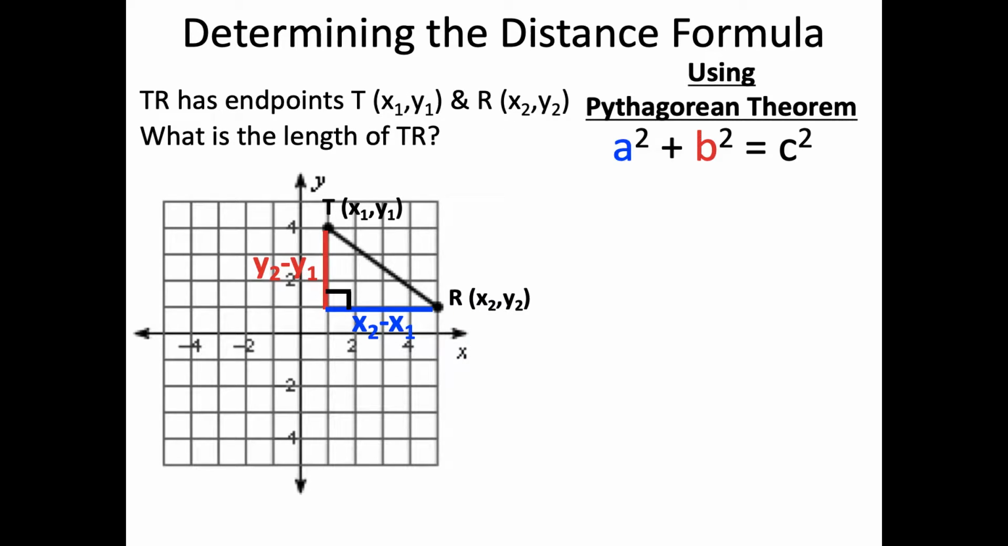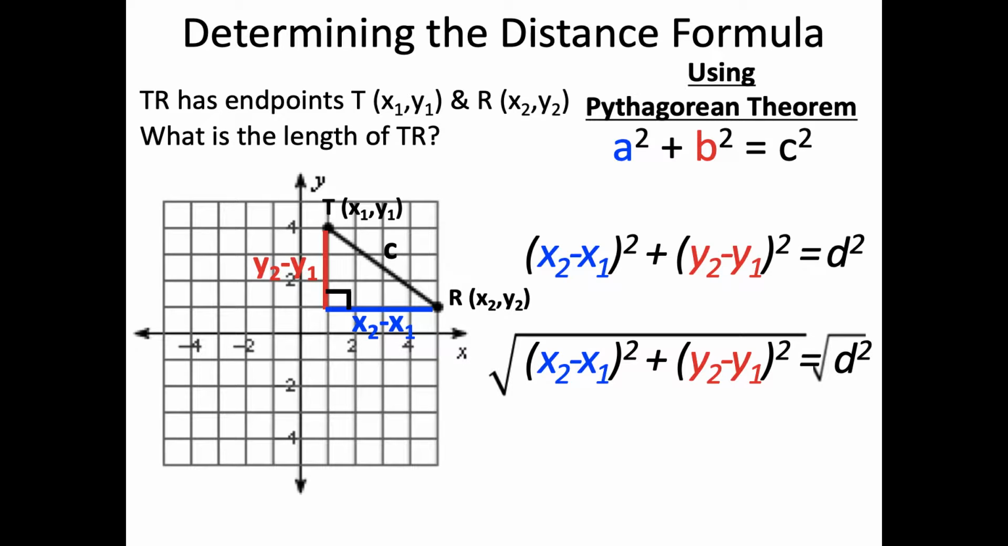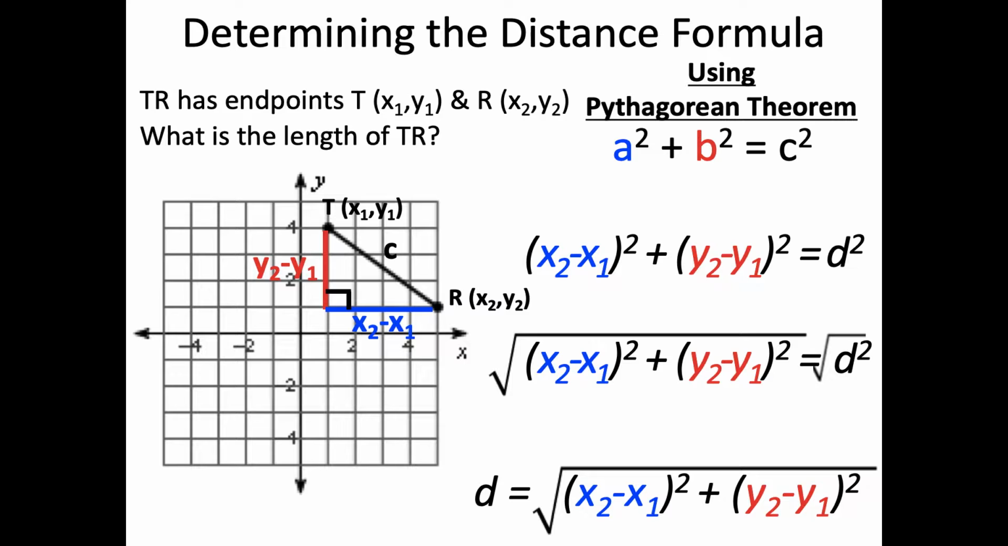Okay. So now just use my Pythagorean theorem. There's my Pythagorean theorem. There's my x values. There's my y values. Okay. So if I take the square root of both, I end up with the distance formula. That's exactly where it comes from. Here's our distance formula. Where did it come from? It came from the Pythagorean theorem, as we just did it right here.